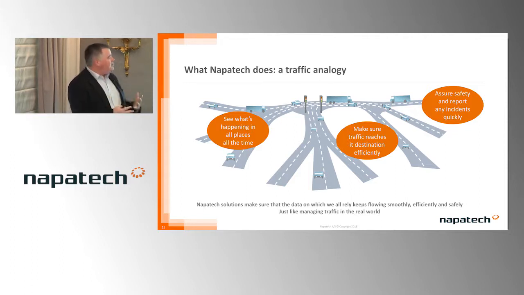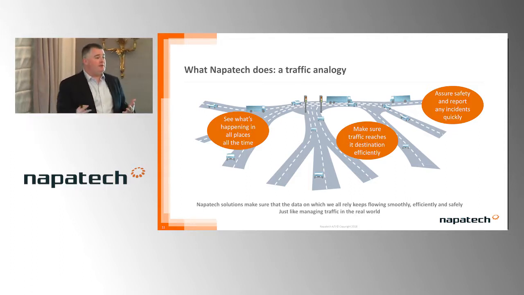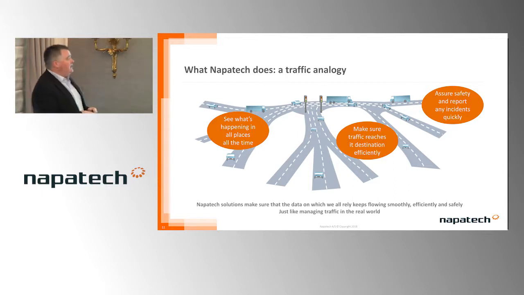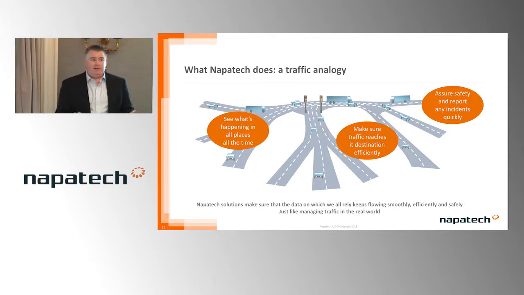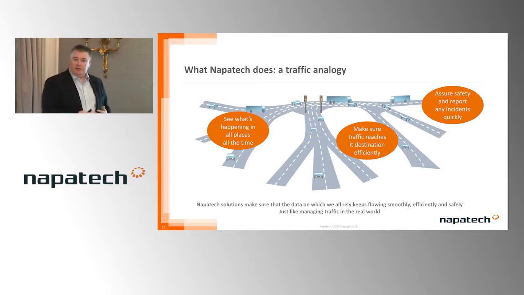That would help you to make sure that traffic reaches its destination efficiently, so there's no traffic jams, and that you're using the traffic lights and other things to steer traffic in the right directions. And of course, if anything happens, you can assure the safety and report any incidents quickly and get the police and the ambulances to where they need to be as quickly as possible. So this is what you would do if it's a normal traffic situation. It's not much different to the world that we live in.